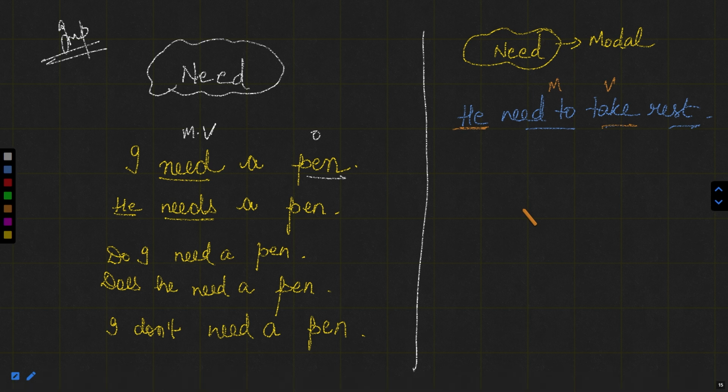Now, again, there are two situations. What are the two situations? We can either have a positive statement or a negative statement. Now, if the sentence is positive, we will add to it.